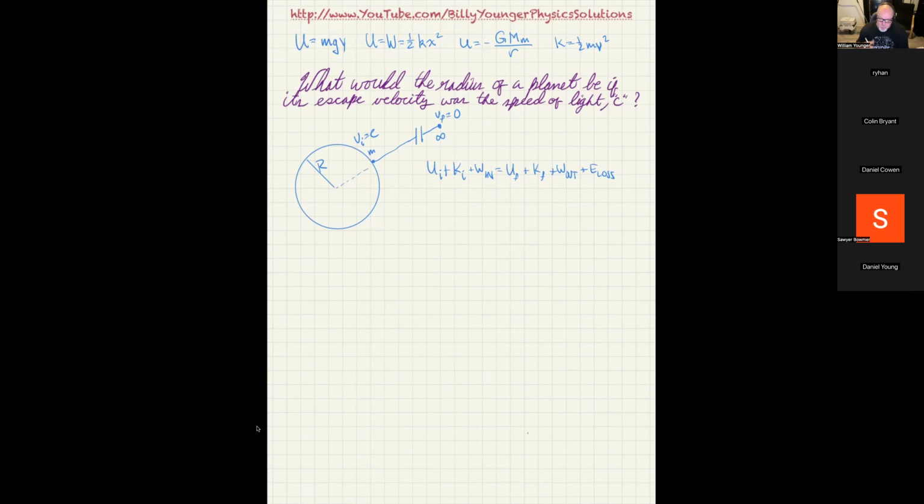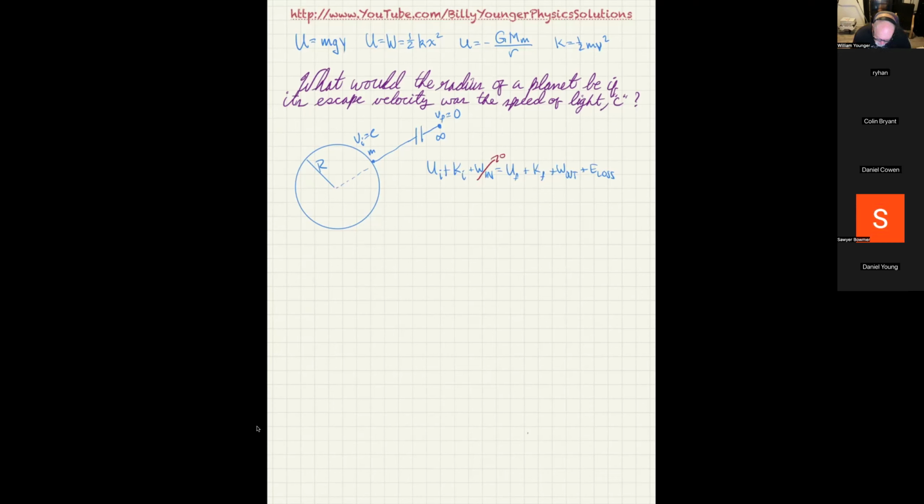I'm assuming that no energy is being put in. We're just basically treating this mass, lowercase m, as if it's a projectile. So we're imagining shooting it at the speed of light, and it doesn't have any ability to get any energy later via thrusters or anything like that. So what that means is work in is going to be zero.